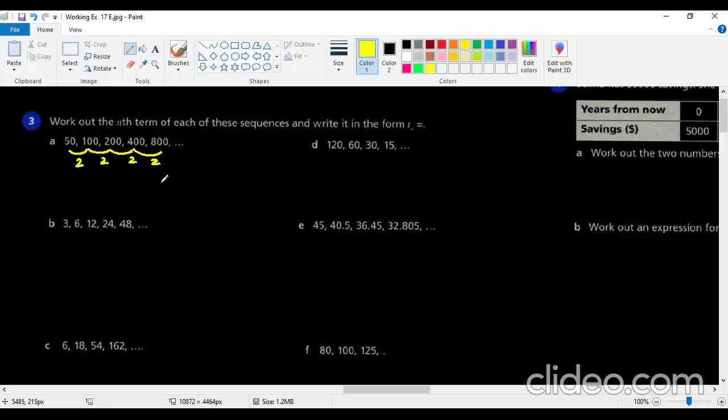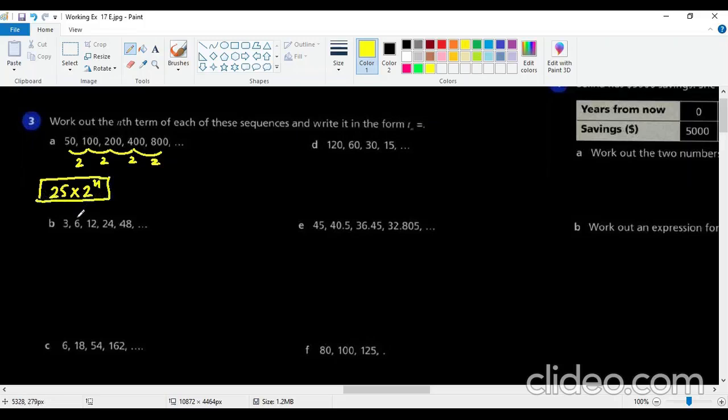Now in here, I will definitely write 2 to the power n first. When I'm talking about term 1, it is actually 2 to the power 1, right? Now 2 to the power 1 is 2. So what should I do with the 2 to make it 50? Definitely I'm going to multiply it by 25. So this is going to be the term rule, or nth term, for this sequence.